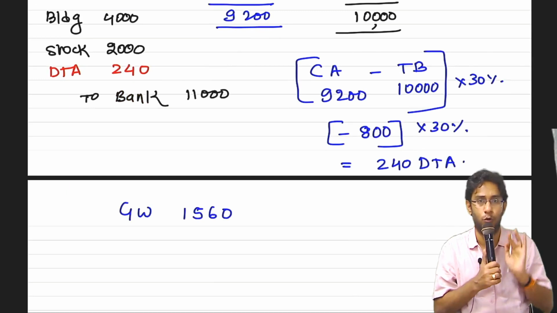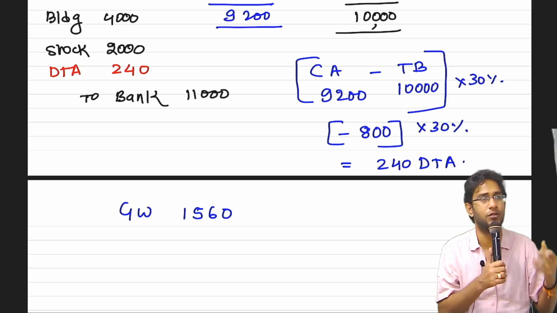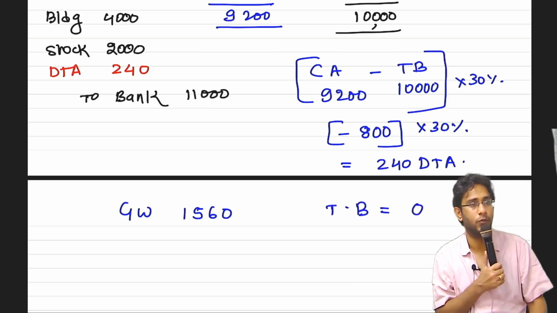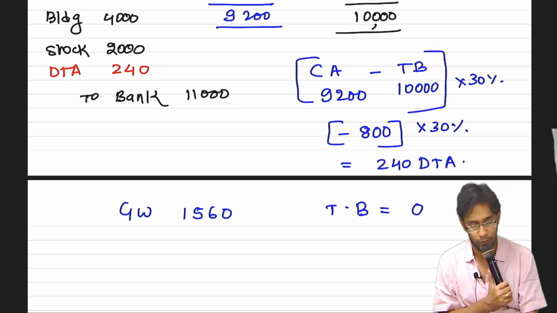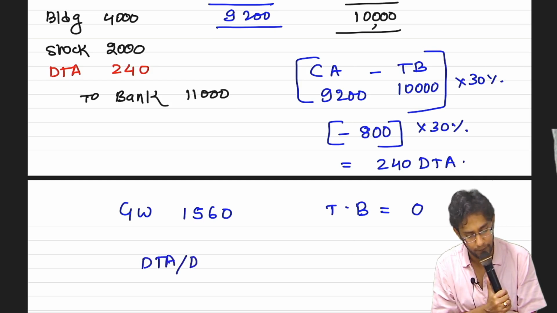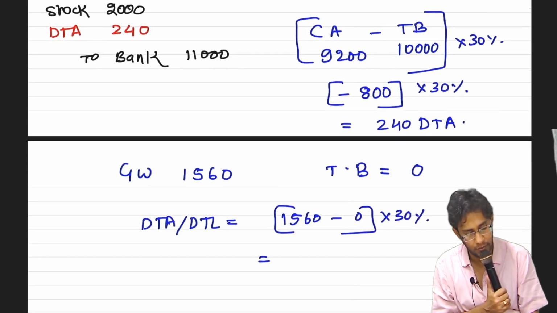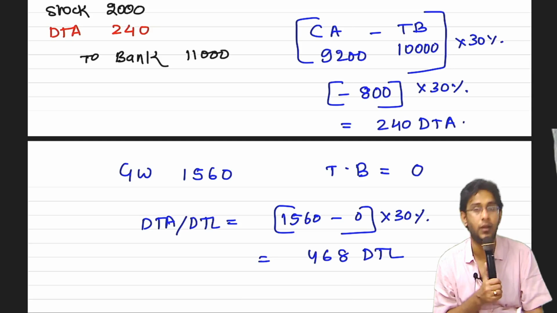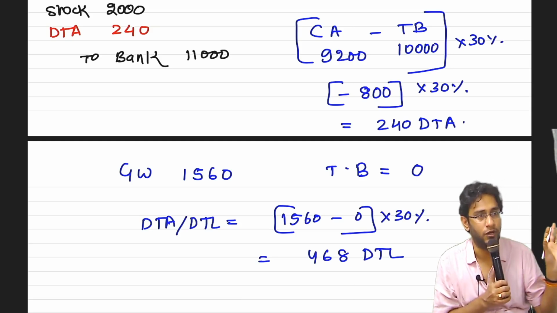This is the goodwill in the accounting books. From the income tax point of view, that fellow will not do this accounting, so he will not have goodwill. So the tax base for this goodwill is 0. The goodwill carrying amount is 1560, tax base is 0. Now if I apply the DTA DTL formula, CA minus TB into 30%, this is 468 DTL. The computation is correct.